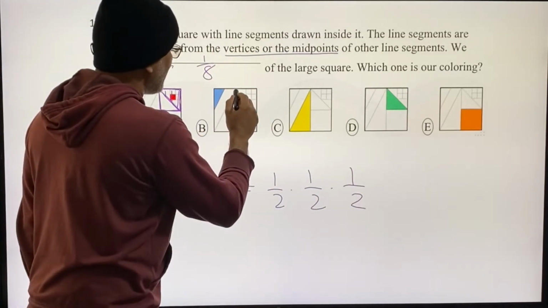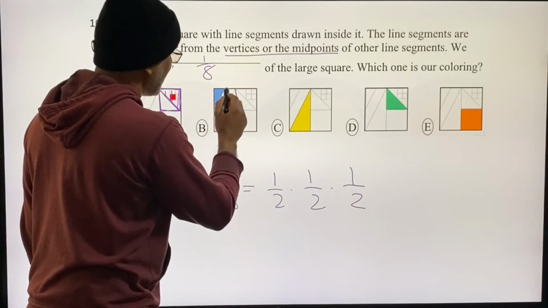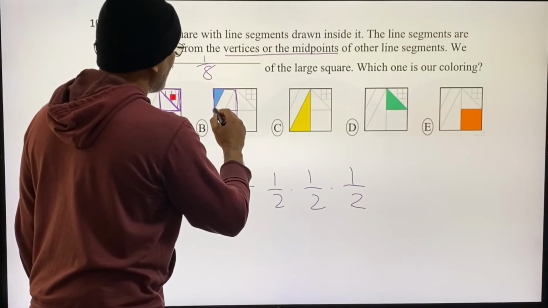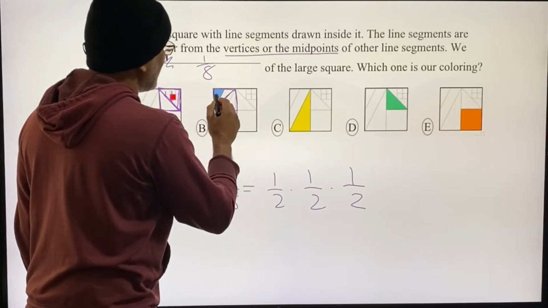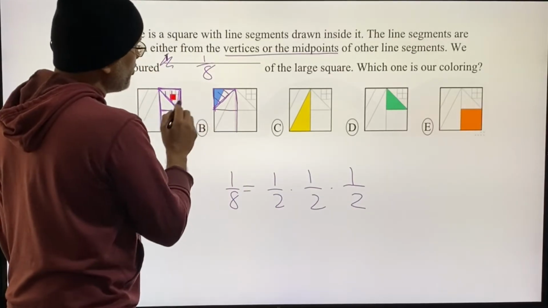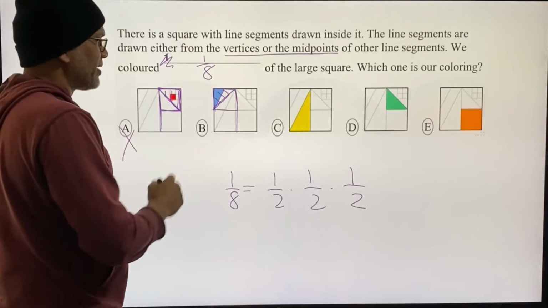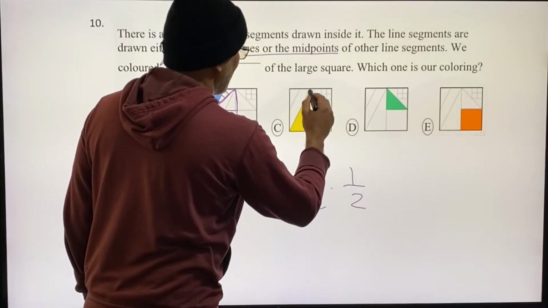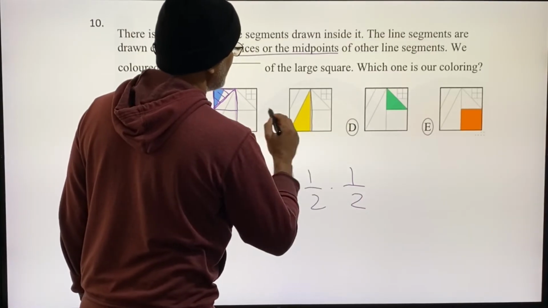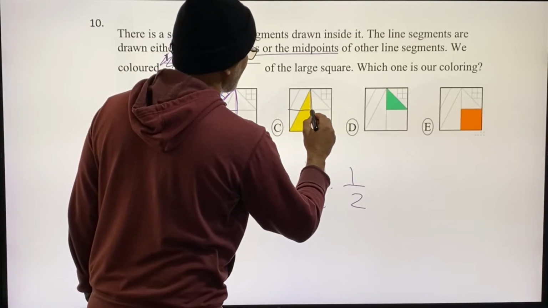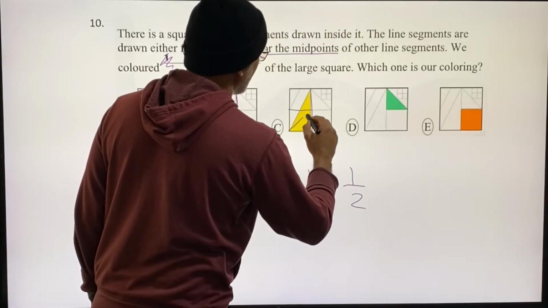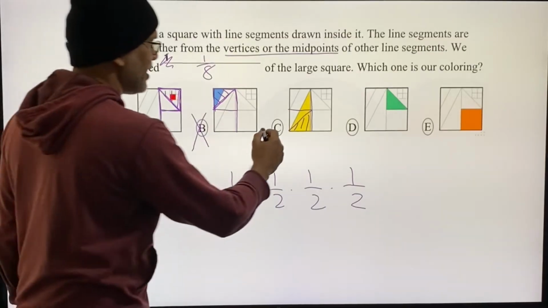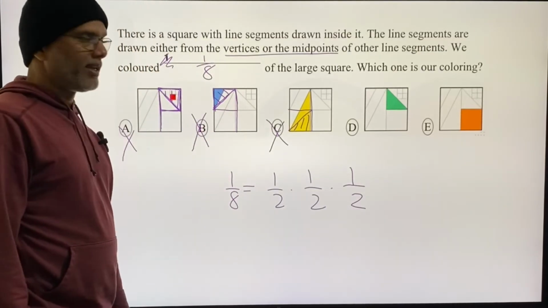Let's try B. I'll do half here, and I'll keep this part, and do another half, and I'll keep this part here, and do another half, right? Again, we can see that the blue is less than 1/8. So B is also not going to work. C. So I'll do one half here, second half here, and then the third half here. I needed this, but the yellow area is more than that. So C is not going to work.